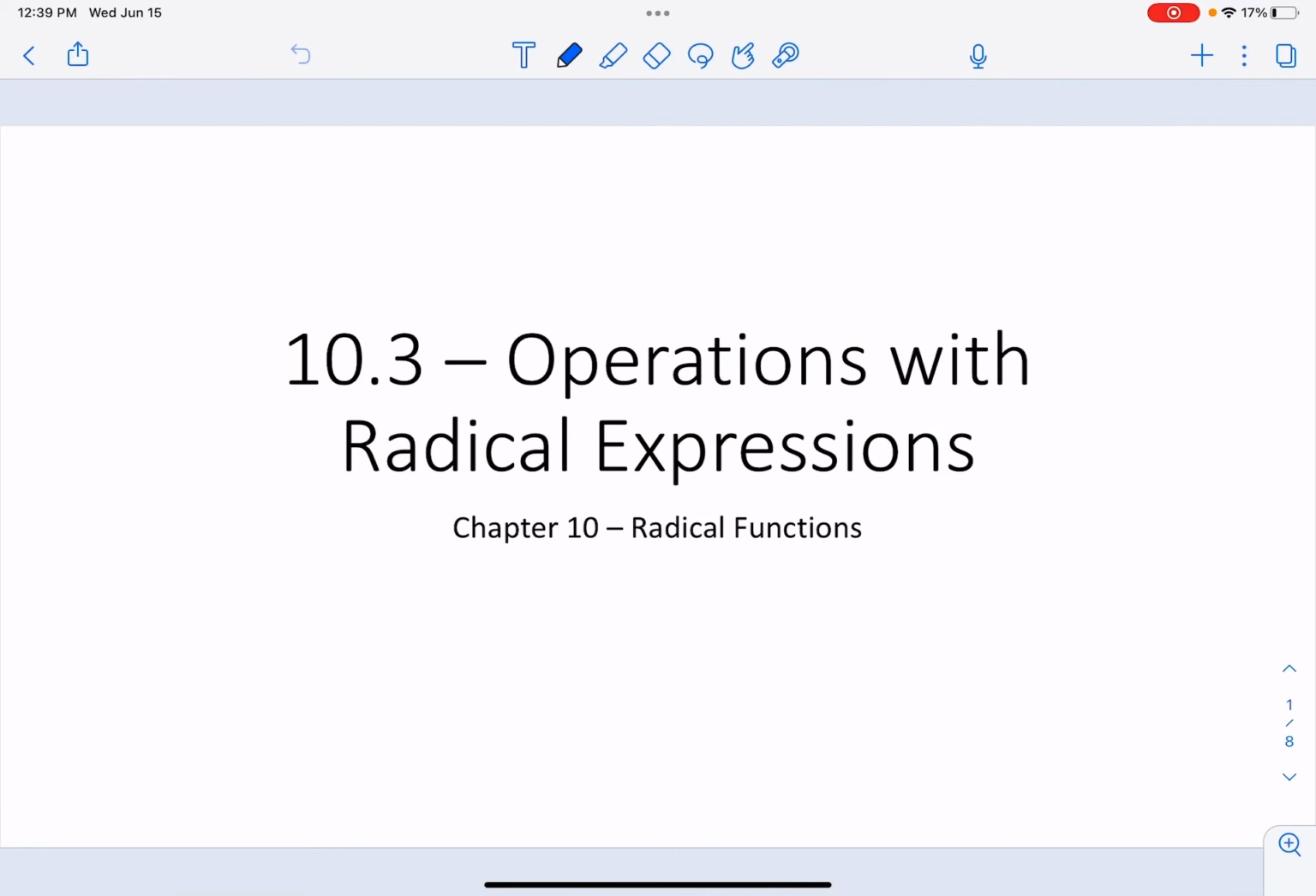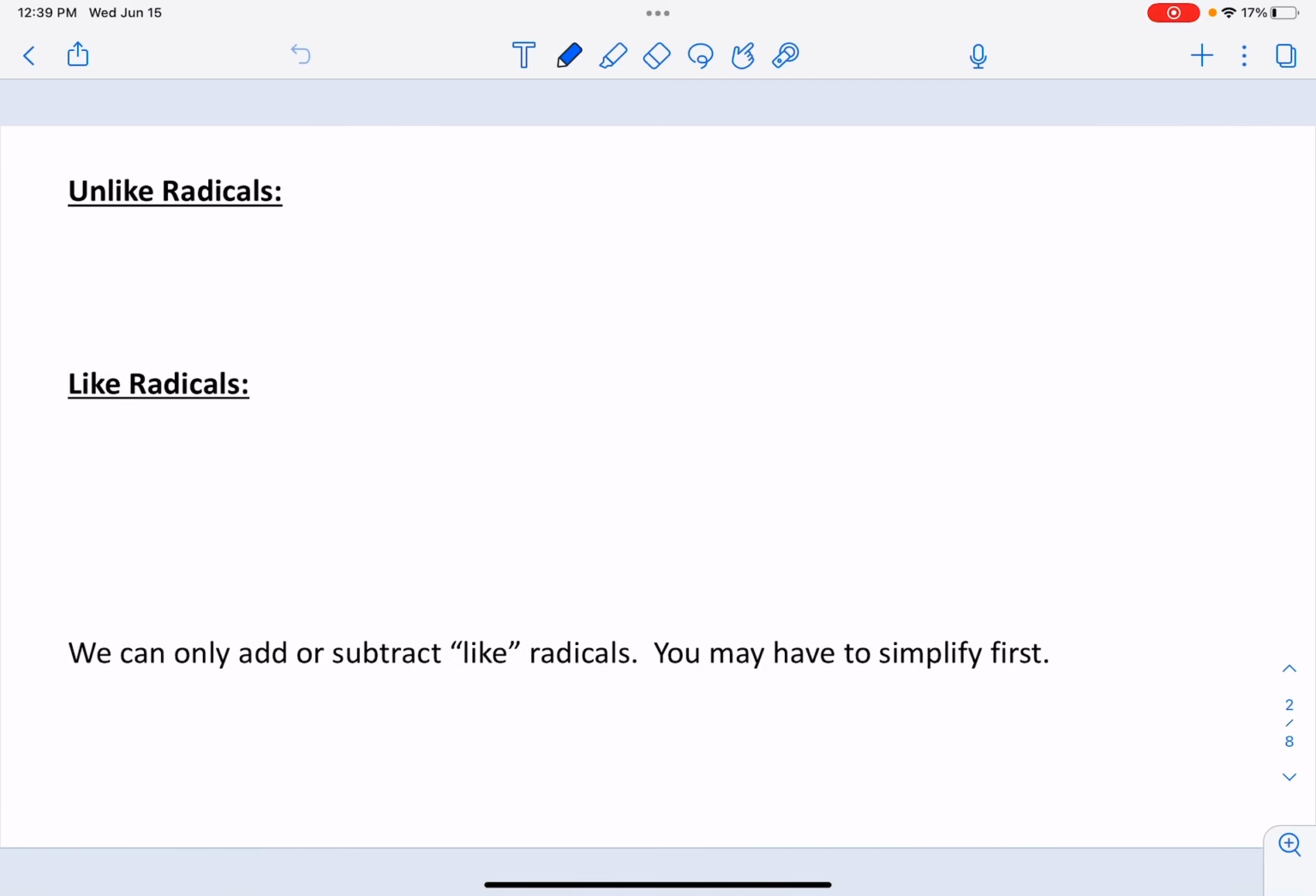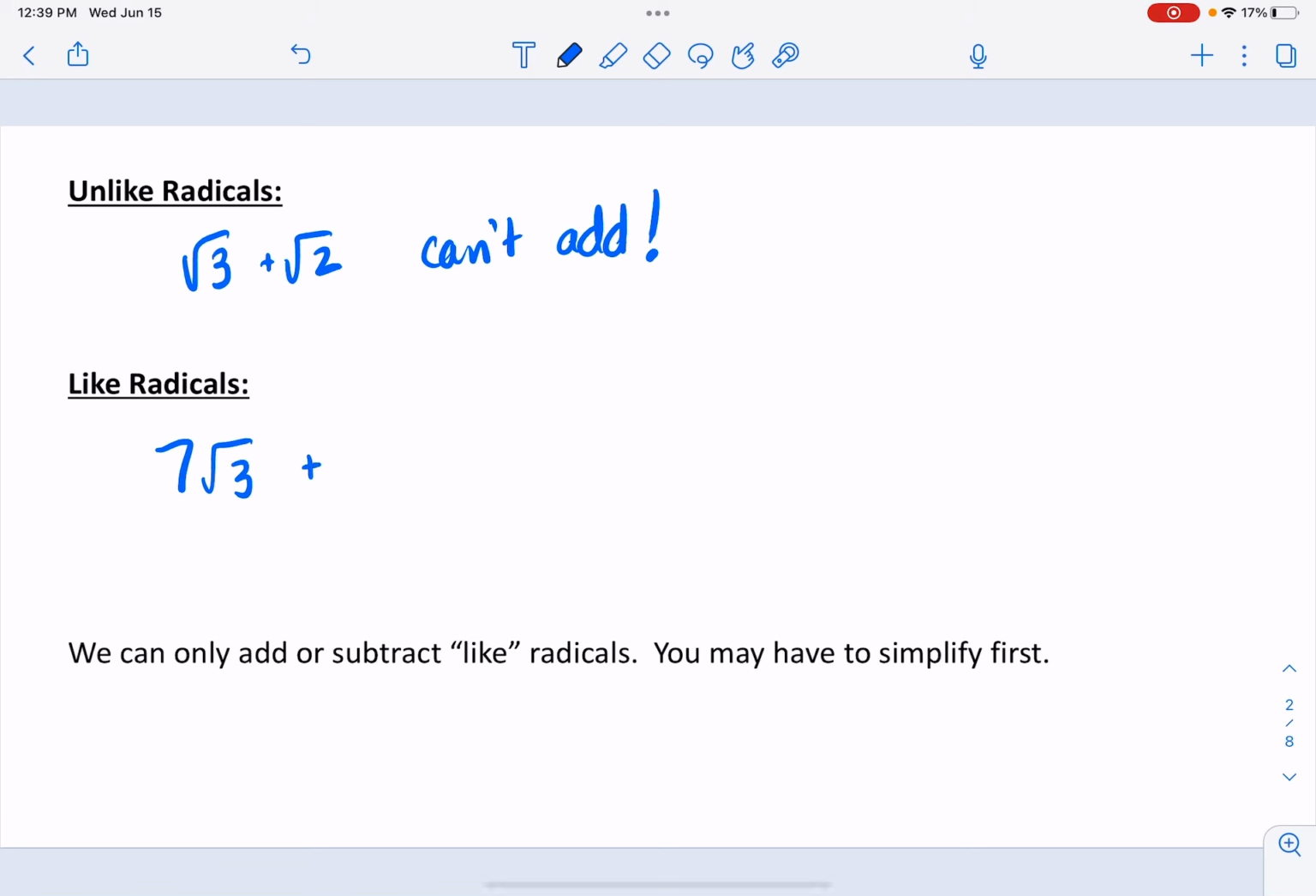Okay, today we're going to be talking about operations with radical expressions. Unlike radicals, something like root 3 plus root 2, we can't add those. They're not the same. Versus if I had something like 7 root 3 plus 9 root 3, we could add those together.